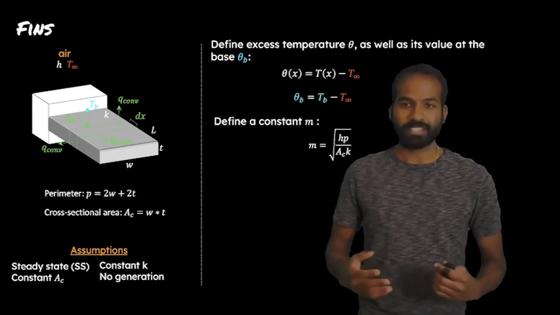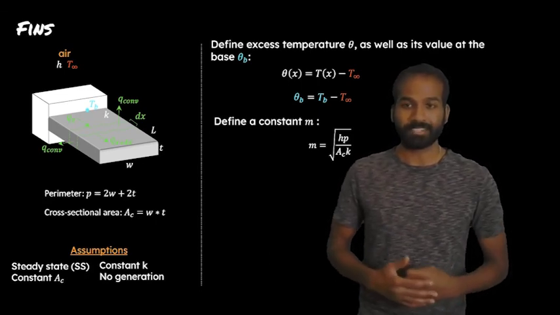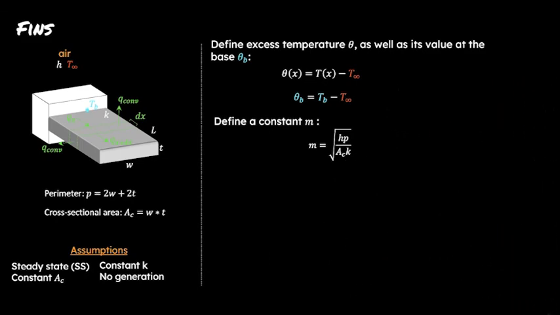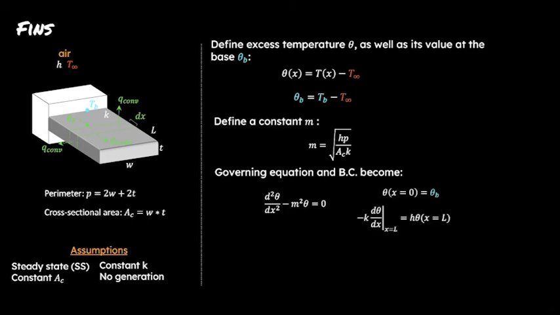The usefulness of this constant is really only apparent in the context of the governing equation. So let's plug it in. If we plug in these definitions, we find this governing equation with the second derivative of the excess temperature with respect to x minus m squared times the excess temperature equals 0. We also have our two boundary conditions, one based on the temperature of the base of the fin, that it's theta sub b, and a second boundary condition at the tip of the fin, where conduction has been set equal to convection.